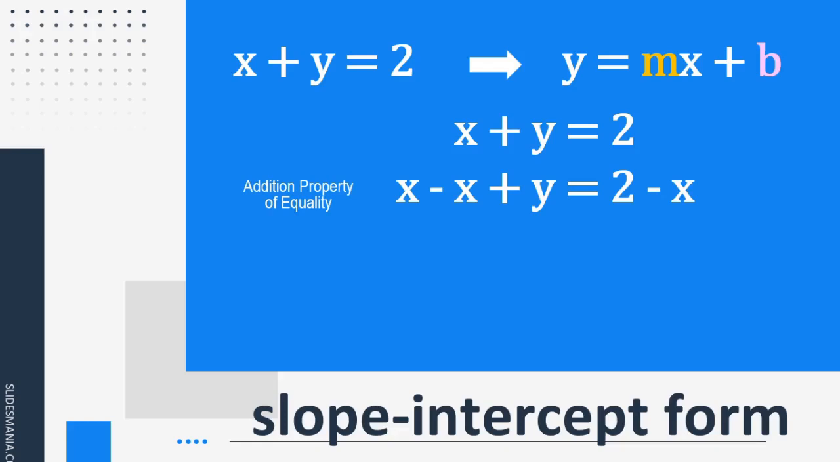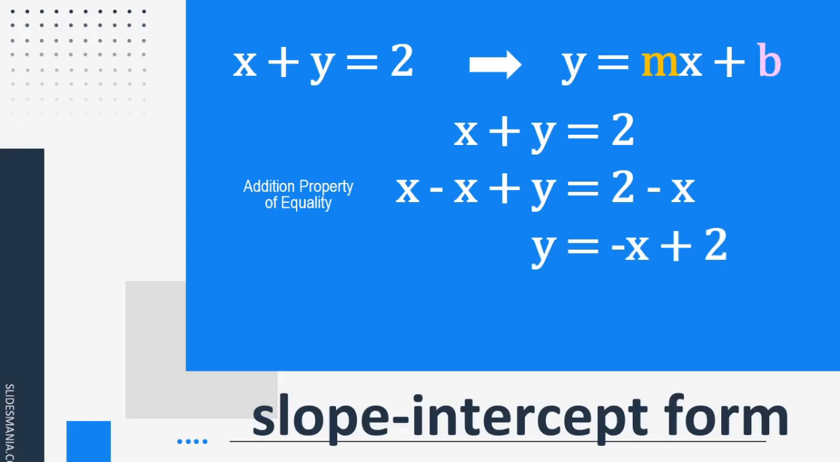So, para maalis si x, di ba positive si x, kailangan mag-minus tayo ng x. Kasi x minus x will give us 0. Ayan. So, kung nag-minus x tayo dito sa left side, magpa-minus x din tayo dun sa right side. Okay? Siyempre, makakancel na si x sa left side. May iwan na si y.